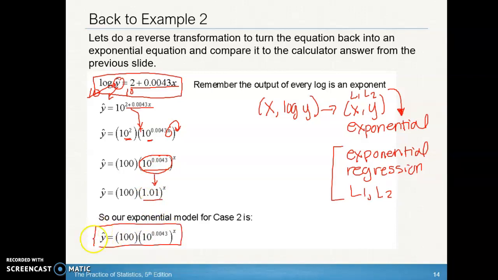Now notice this just has my y hat here. I don't have the log. The reason I don't have the log is because I did not have to take the log to get the exponential function. Also, the much easier way is literally to plug this in your graphing calculator and then just write y hat equals 100 times 10 to the 0.0043x. Okay, it will give you that answer, or actually it'll give you the 1.01. So it'll give you 100 times 1.01 to the x. Okay, but remember that's list 1 and list 2 because that was before you transformed it.